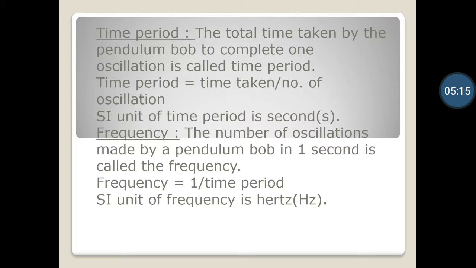frequency, or the number of oscillations completed by the bob per second is called the frequency. The formula of frequency is 1 by time period, and frequency is generally denoted by a small f, sometimes a small n. Frequency is expressed in hertz, that is, the SI unit of frequency is hertz. In short, the symbol we can write is Hz.